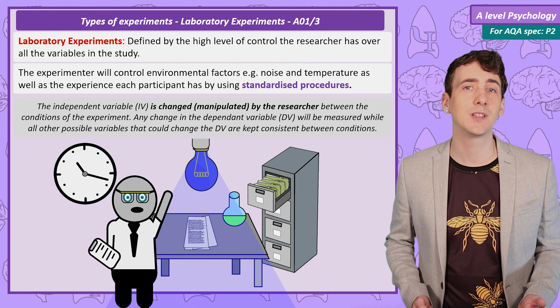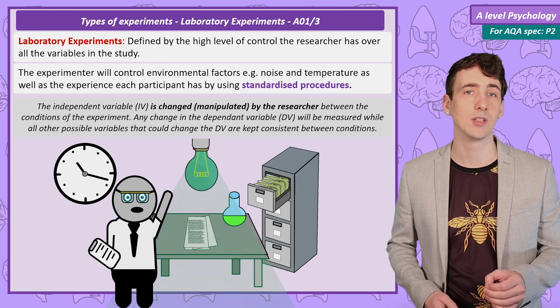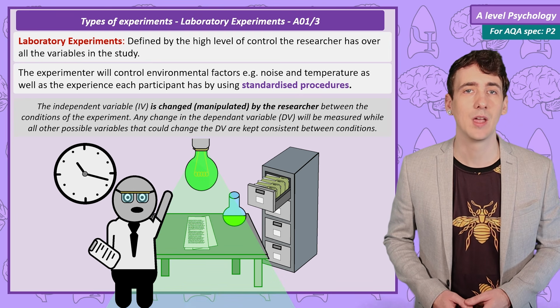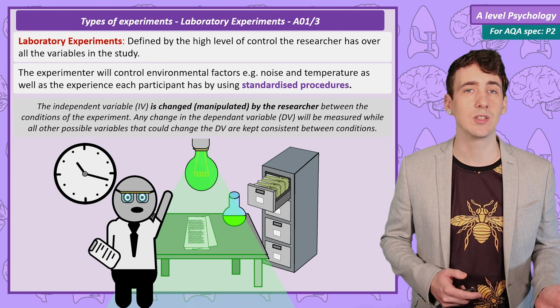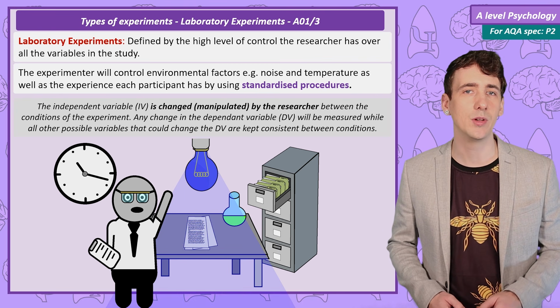This is so the experimenter can measure how changing this independent variable changes the variable measured, known as the dependent variable. For example, we might want to investigate how changing the colour of light in the room, but nothing else, influences the recall of numbers.